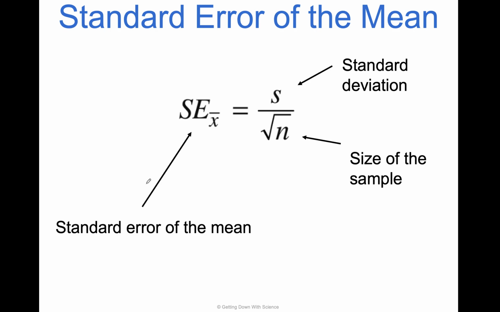Okay? Here's the equation. Again, you're not going to have to remember this. This will be given to you. So you have the standard error of the mean, the standard deviation, and the square root of the sample size. So you're going to have to find all three. Pause here to take notes.